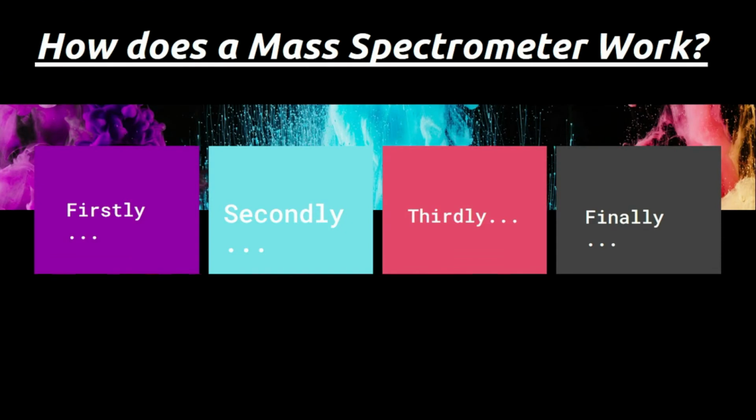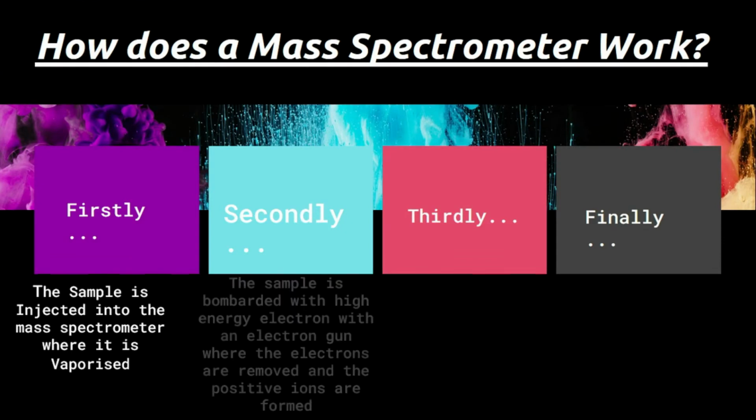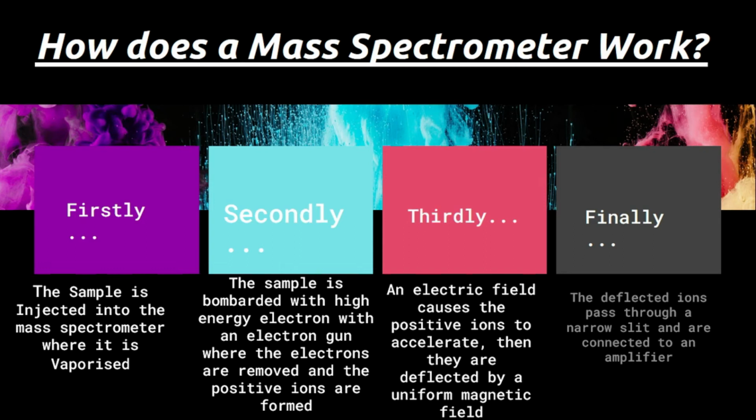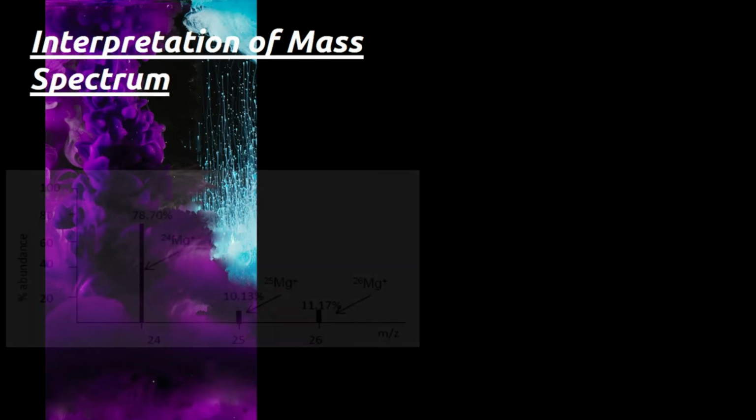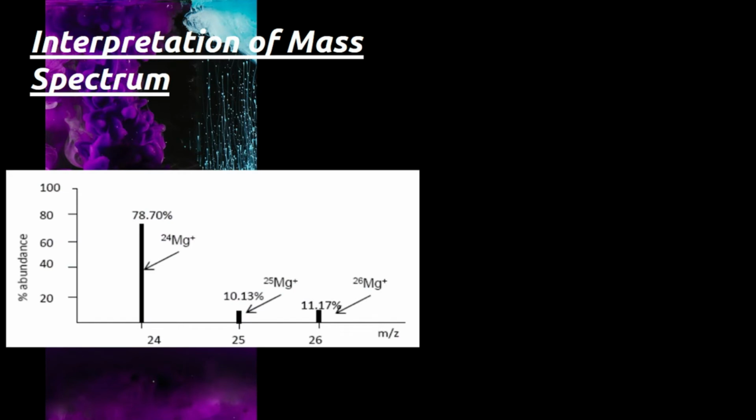Then I have just simplified a small summary basically of how the mass spectrometer works, which I have explained in the previous slide. Then we come to something called the mass spectrum, which is relatively new along with the mass spectrometer. So this diagram is basically a diagram of a mass spectrum.